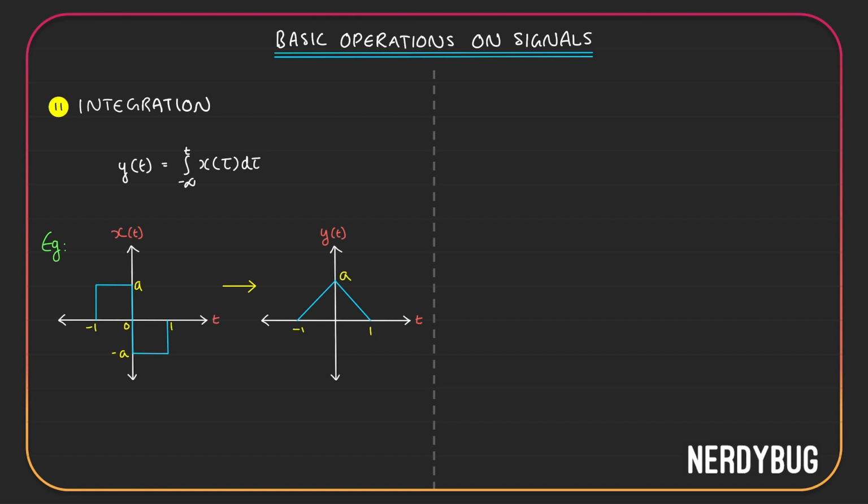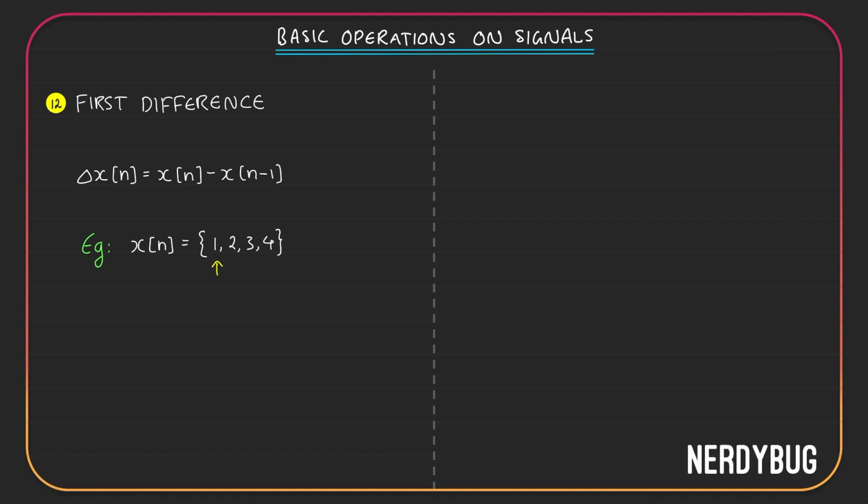Now, very obviously, we cannot do differentiation and integration for a discrete time signal, but there are two other operations that we can do on them. The first one is finding the first difference. This will be now analogous to the differentiation operation. It is defined like this: delta of x of n is given as x of n minus x of n minus 1. So we will subtract the previous term from a given term.